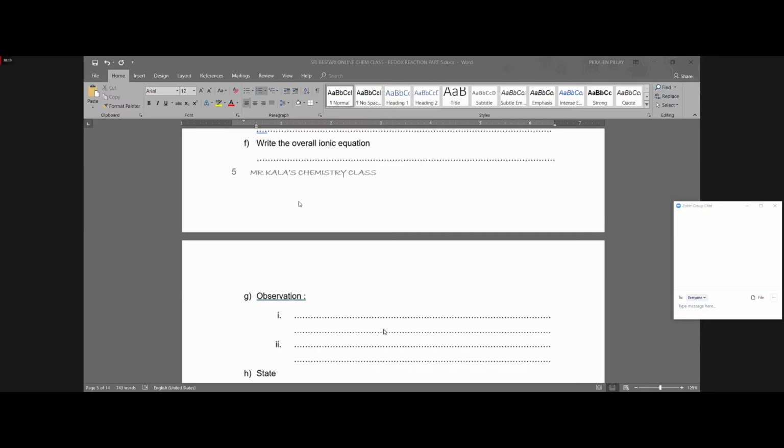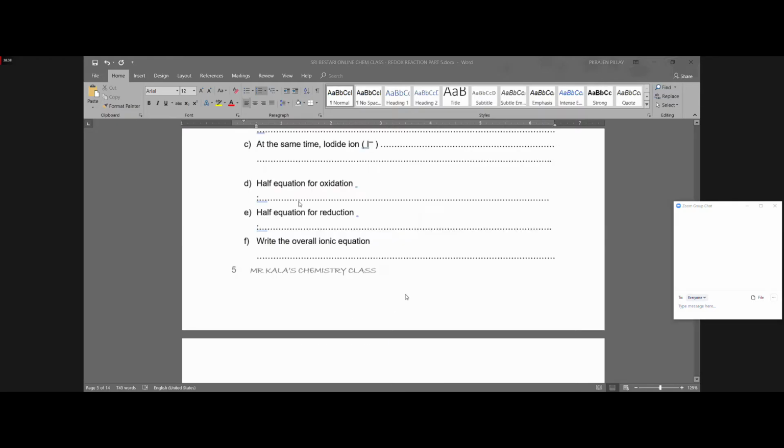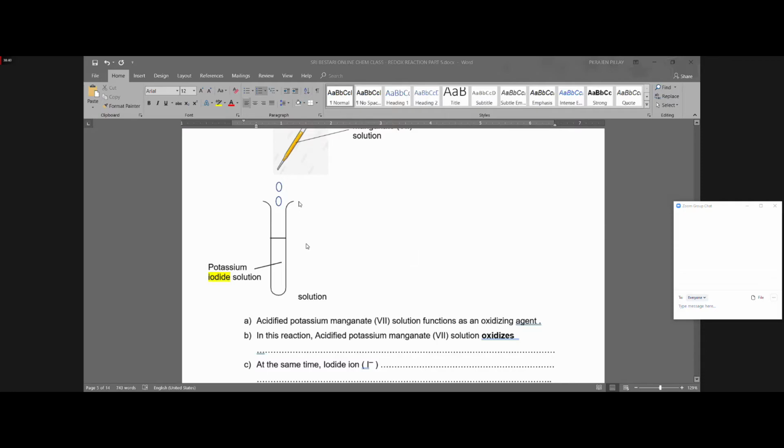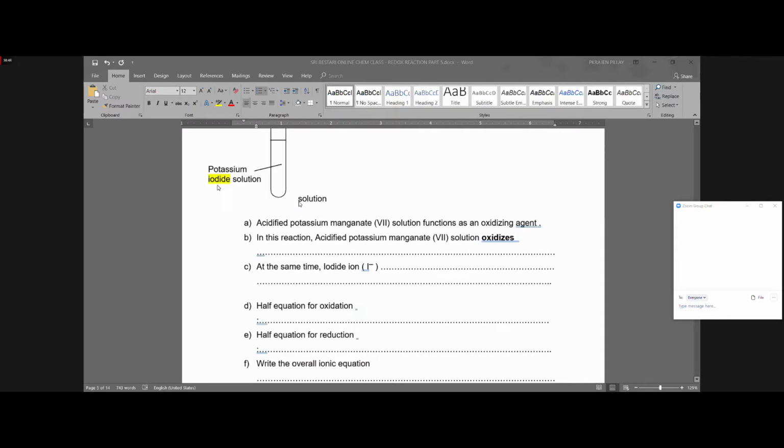Acidified. What do you see? Potassium manganate(VII) solution. Don't forget the manganate(VII) changes color from purple to colorless. So you can see when you do the experiment. All right, I'll show the video. You can see the moment it comes in contact here only, it changes color. It becomes decolorized. Okay, then we have iodide ion.